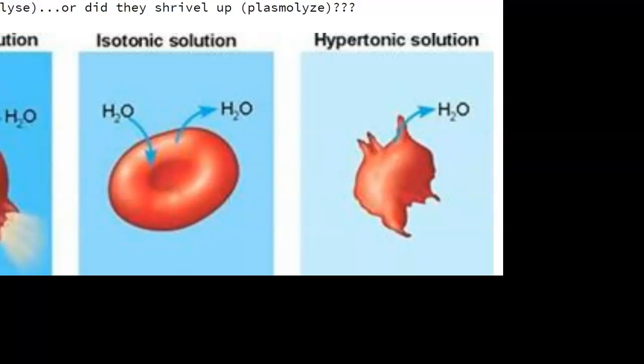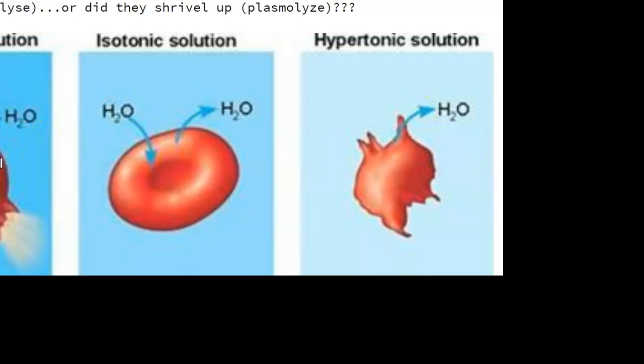Did water move into her cells, red blood cells, in which case they popped? The word we use is lysed. Did water move in and out evenly, those cells? Or did water leave the cells and go out into her bloodstream and the cells shriveled up? The word we use for that is plasmolyze. So which do you think they did?